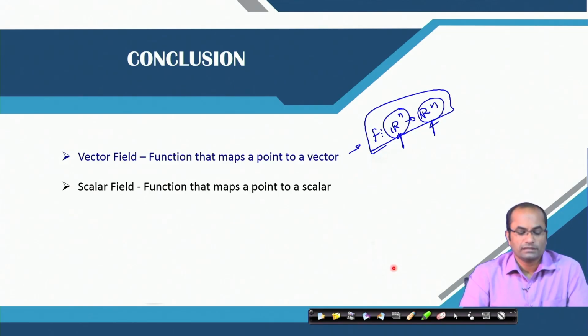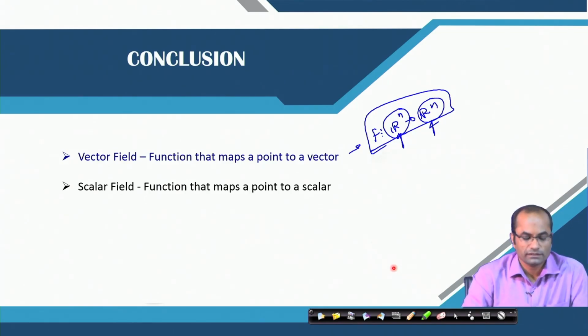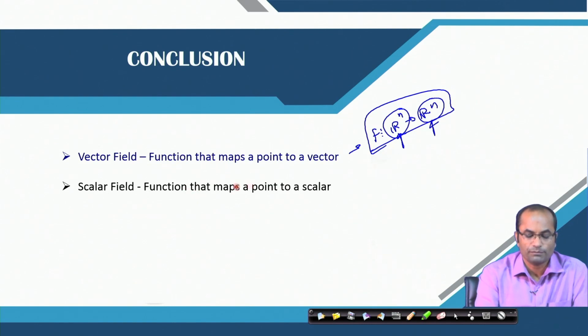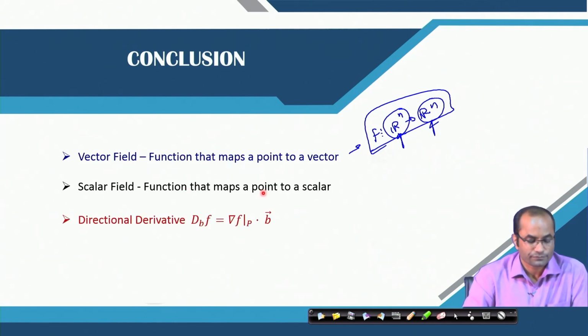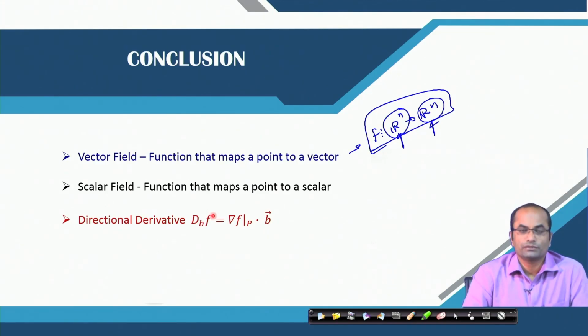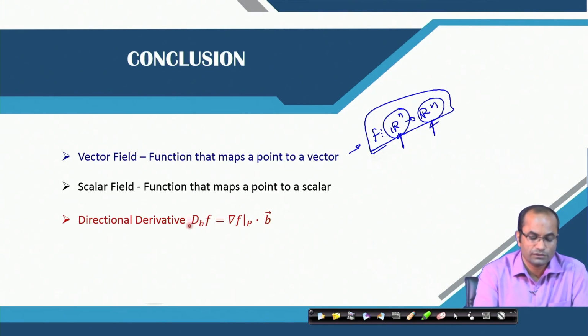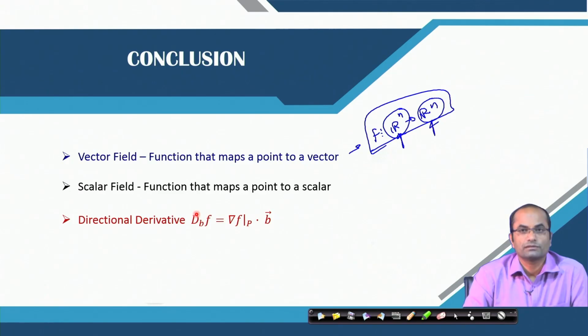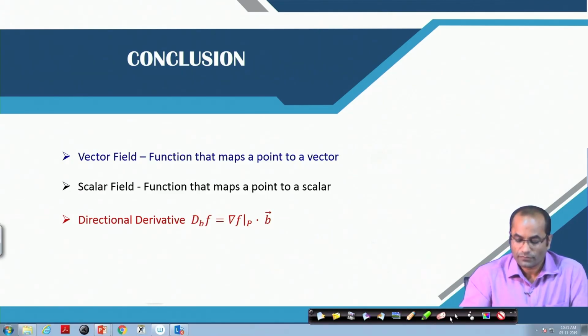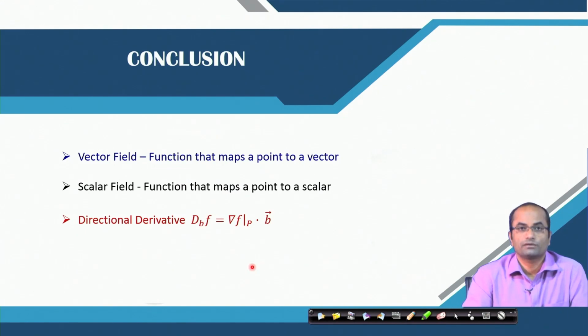And the scalar fields are the functions of several variables which we studied in calculus. These are functions that map a point to a scalar. The important concept which we have covered here is the directional derivative, which we can compute just by the gradient of f at a point p, multiplied by the direction in which we want the rate of change of this function, and this is the unit vector. So, we will get this directional derivative of the function, which has several applications in optimization, for instance, and other numerical processes.